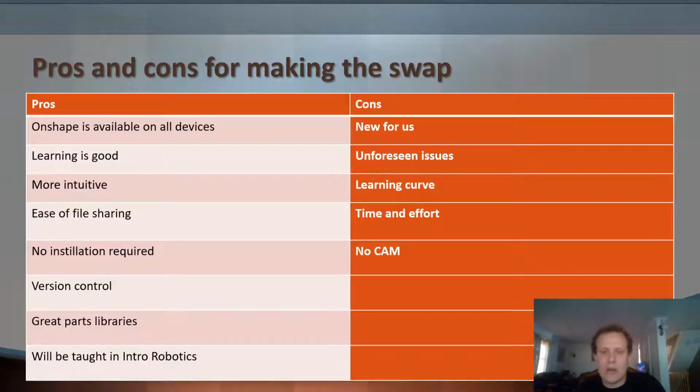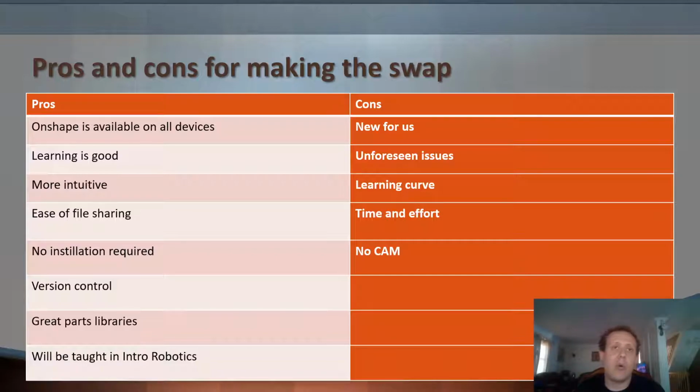Let me do the cons first. So it's new for us. We have a few people who are experienced in Onshape because they may have tried to pick it up on their own or they needed it for a class. I know that I used Onshape with my advanced robotics kids, so a few students who are in that class used it there. But because it's new for us, there are going to be growing pains for sure.